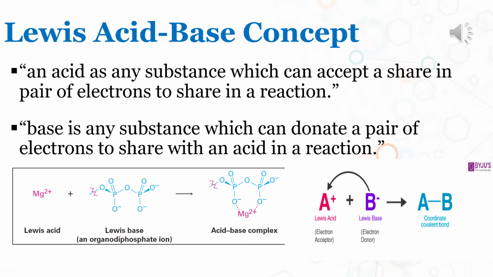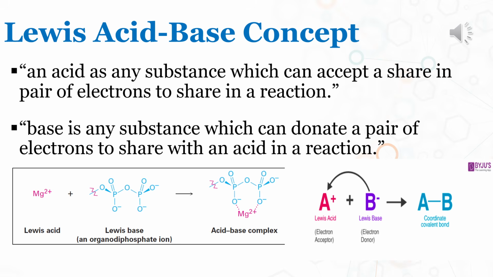For this one, kindly take note that Lewis acids are insufficient of electrons. That's why they need to accept electrons, okay? And for the Lewis base, you have to take note that they have extra electrons. That's why they are capable of giving electrons.